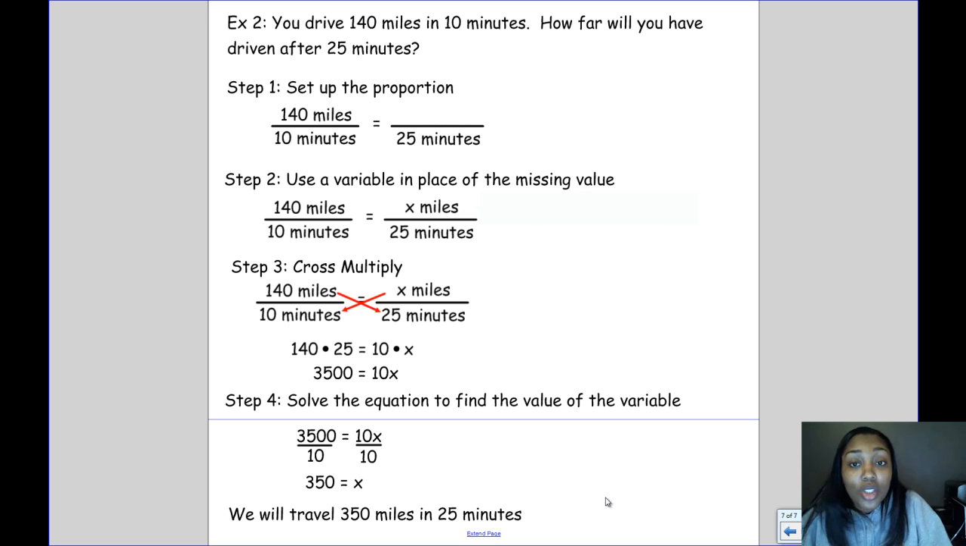So remember, a proportion is two ratios that are equal to each other. You can check to see if ratios are in proportion by doing their cross products, and you can use a proportion to solve ratio word problems by using a variable in place of your missing value, and again using cross multiplication and then solving an equation.